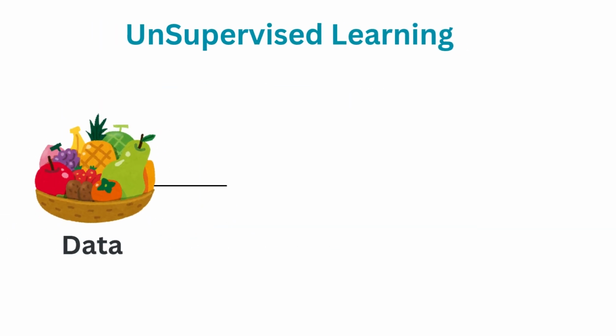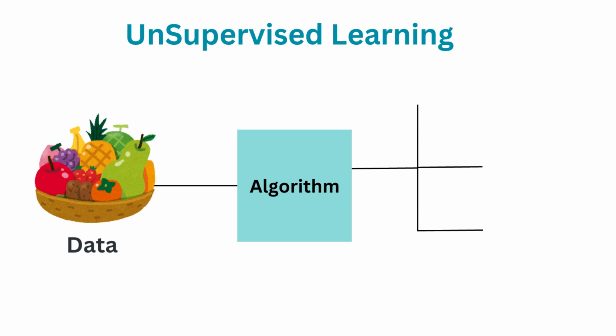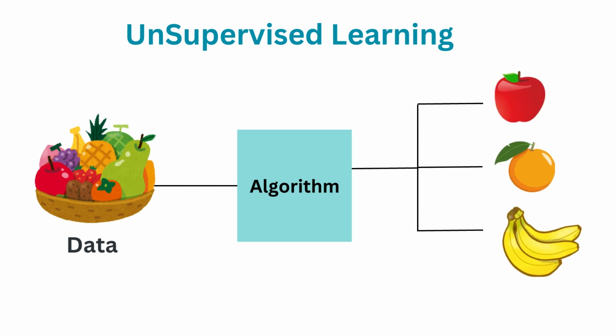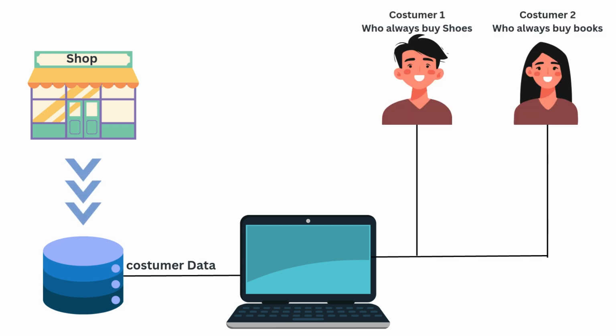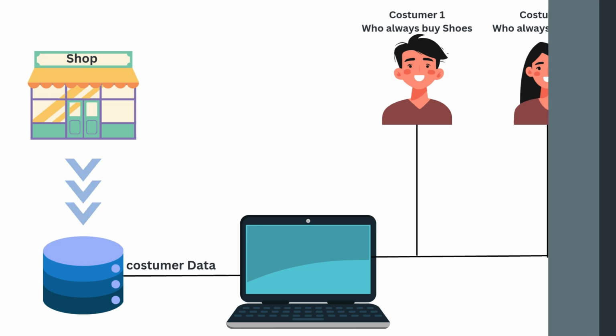Unsupervised learning. Here, the computer is given data without labels. It tries to find hidden patterns or group similar things together without knowing what they are. Imagine a shop owner has customer data but doesn't know their buying habits. The computer can group similar customers together based on their purchases, helping the shop owner understand different customer types.